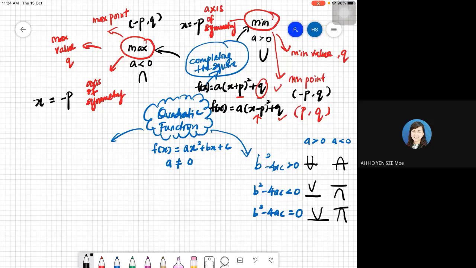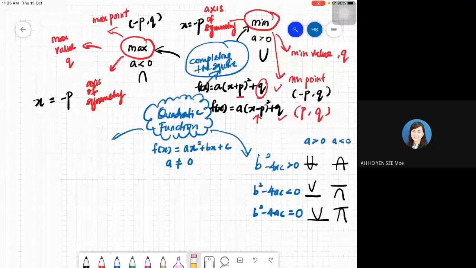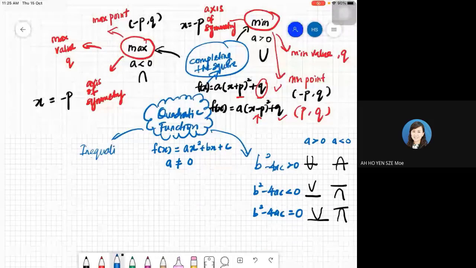Okay, so the last thing that you learn in quadratic function is quadratic inequalities. Okay, inequality. This one is too thick, I should put lighter a bit. Can see or not? So another one is inequalities.